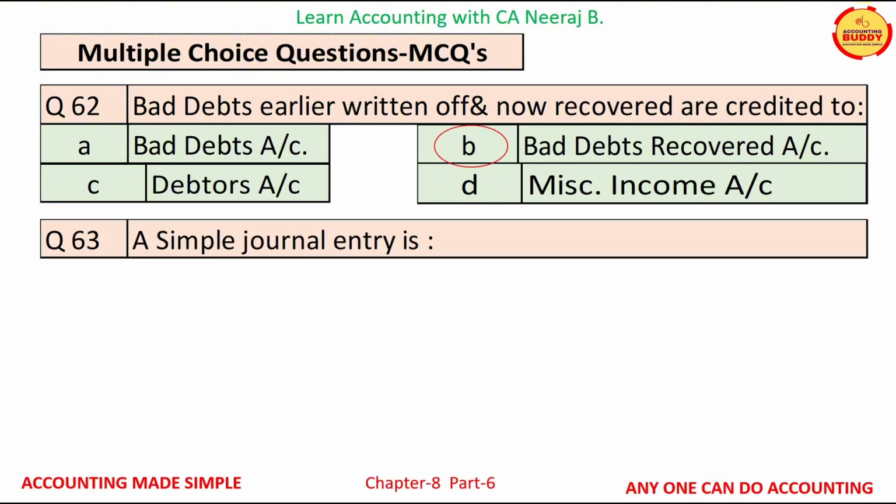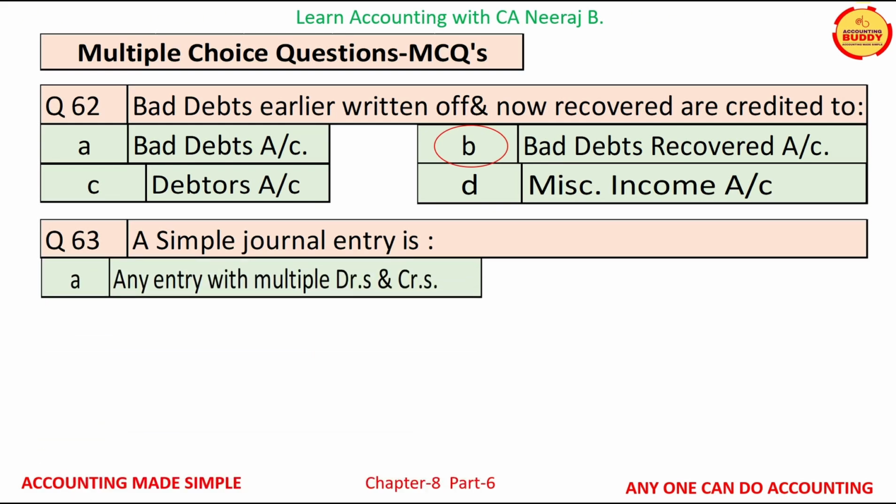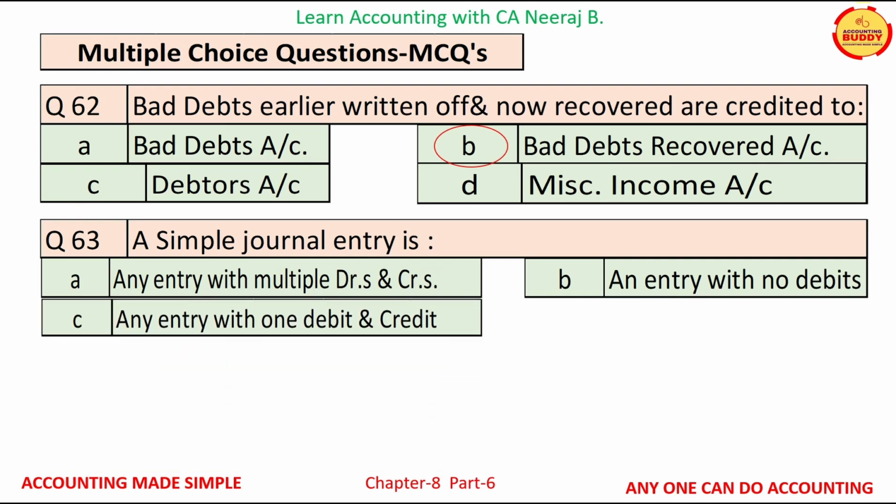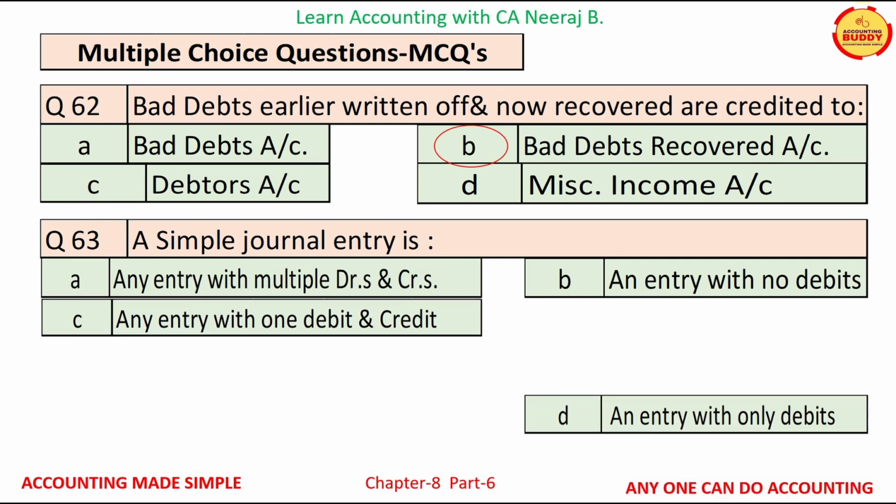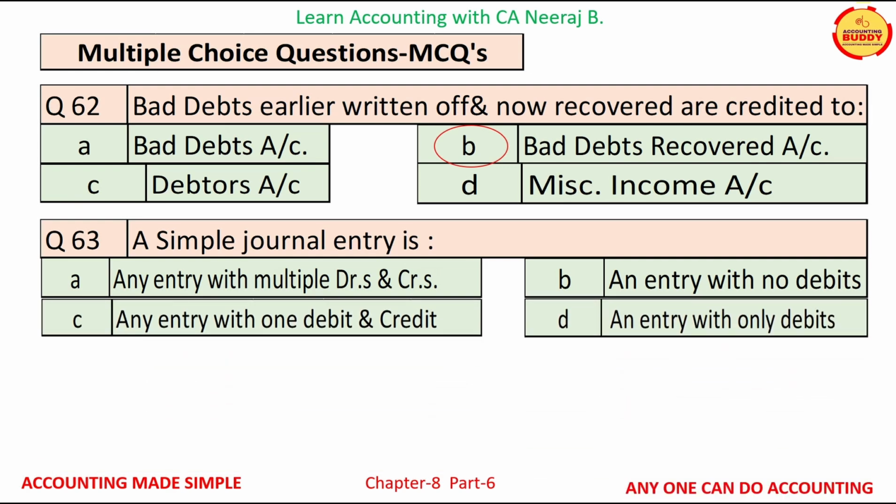Question number 63 is, a simple journal entry is, and the available options are option A, any entry with multiple debits and credits, option B, any entry with no debits, option C, any entry with one debit and credit, and option D, an entry with only debits. And the correct answer is option C, any entry with one debit and credit.